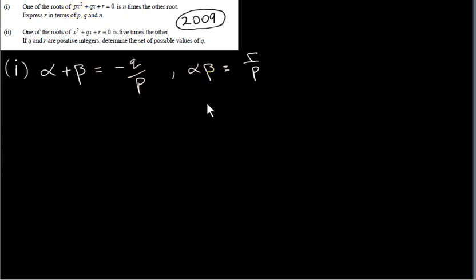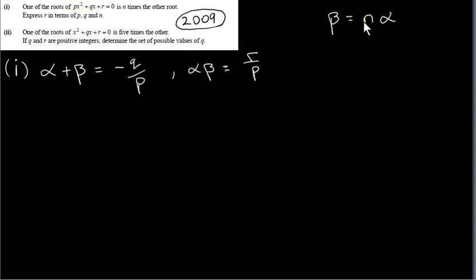One of the roots of px squared plus qx plus r equals 0 is n times the other root. Express r in terms of p, q, and n. Let's say the roots are alpha and beta. That's usually what they're called. The sum of the roots is given by minus b over a. B for this quadratic equation is q. A is p. So we have minus q over p. The product of the roots, alpha beta, is given by c over a. C is r, a is p.